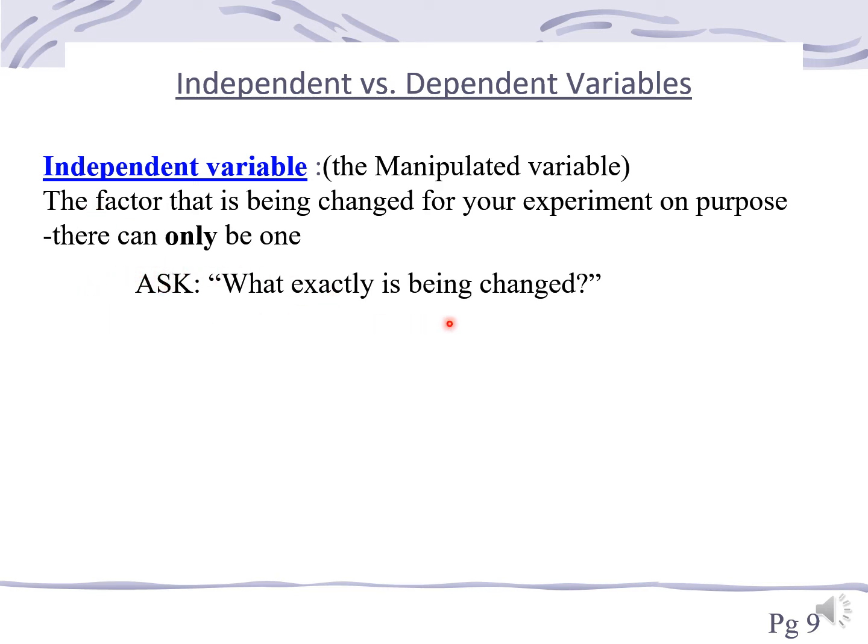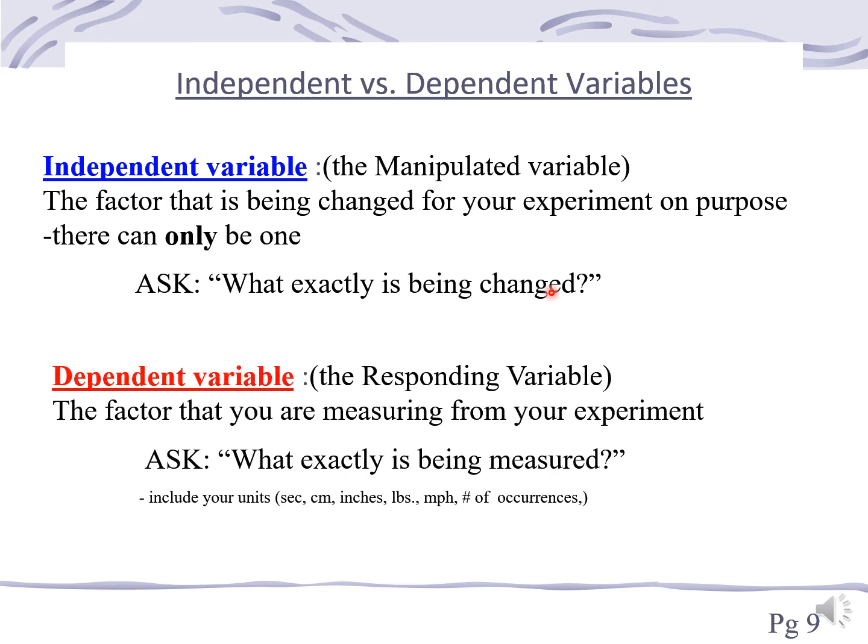So to figure out what an independent variable is in any experiment, just ask, what exactly is being changed? How are they changing it? That will give you the independent variable. And that's in contrast to the dependent variable. This is also called the responding variable. And personally, I like these two names in parentheses better. It's just the textbooks like independent and dependent. The dependent variable is what you're actually measuring from your experiment. What are you measuring? How are you measuring it? Are you measuring it in seconds, centimeters, inches, pounds? Number of occurrences.